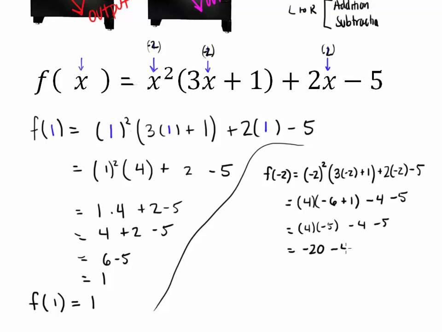So -20 minus 4 minus 5. And so -20 subtract 4 is -24. Minus 5 is -29. So f of -2 is equal to -29. So when I plug in -2 into function f, this is what I get out. When I plug in 1 into function f, this is what I get out. This tells me what to do with my input. It's the rule that I follow.